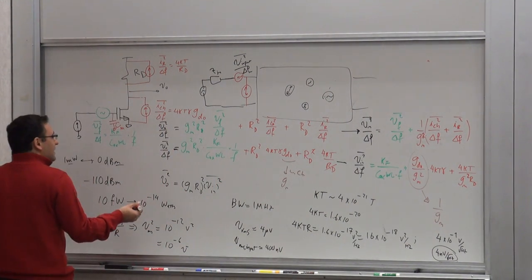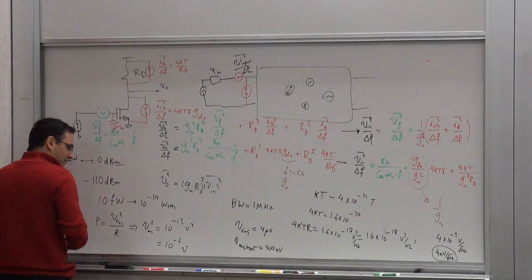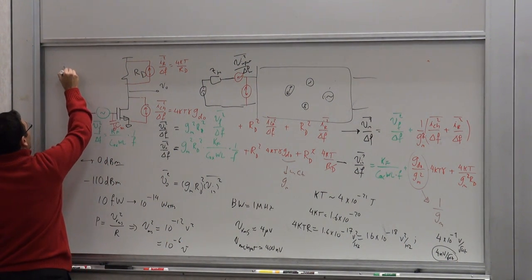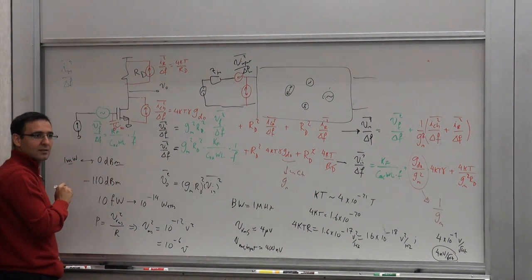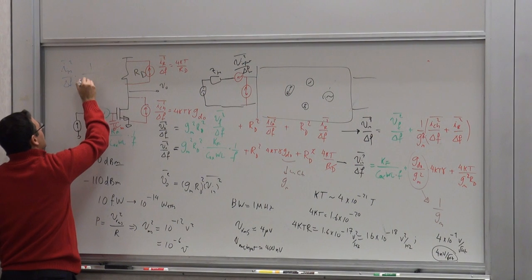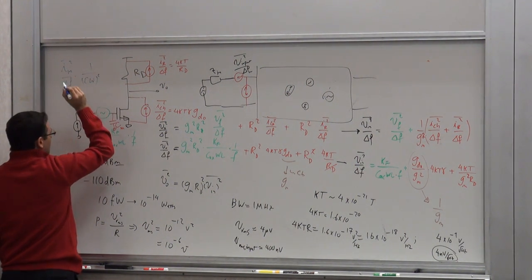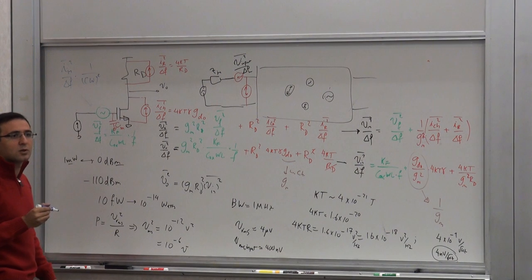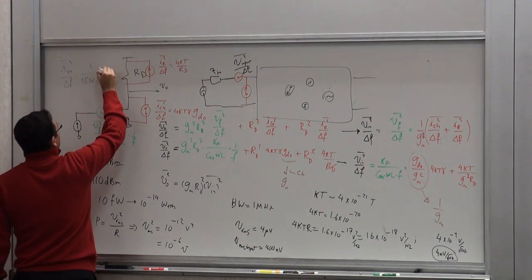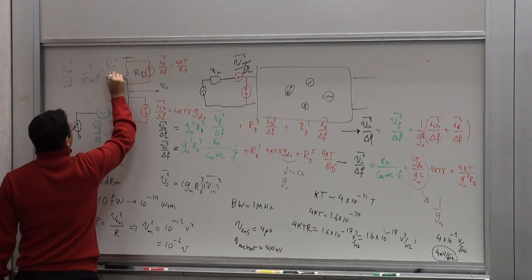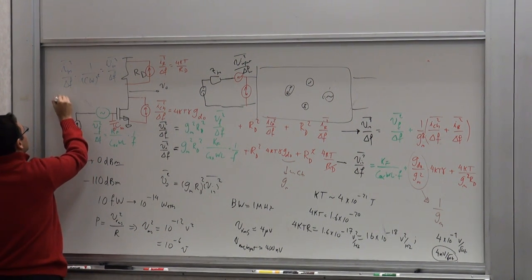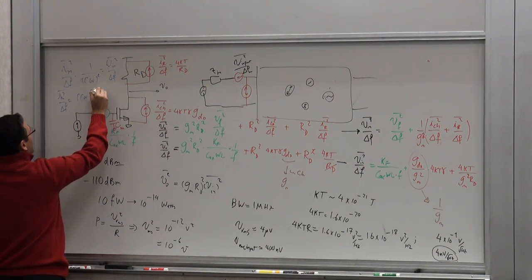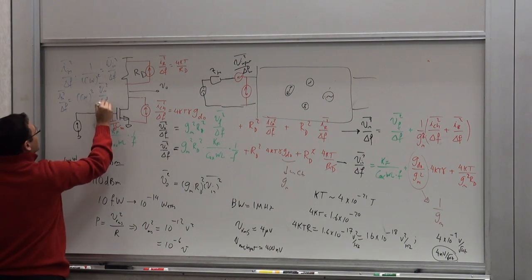And how do I do that? Basically, I know that this current, I in squared over delta F times this impedance gives me this voltage. And what is that impedance? The impedance magnitude, 1 over CW, squared, is going to be V in squared over delta F. Therefore, I in squared over delta F is going to be CW squared times V in squared over delta F.